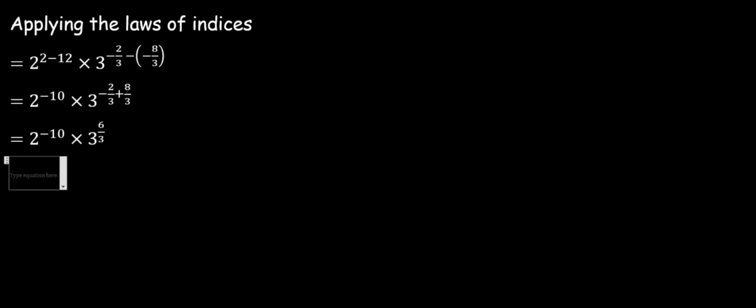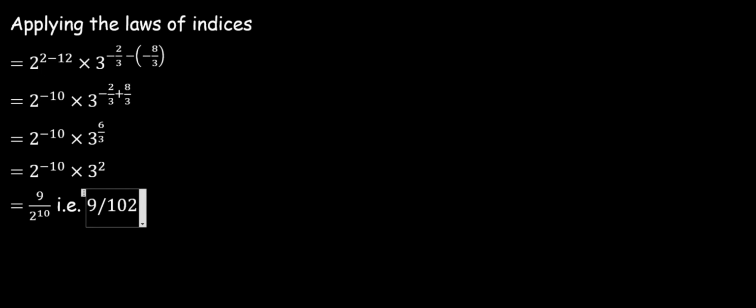And that will be equal to 2 raised to power minus 10 times, if we have 6 over 3, they can cancel out, and that will give you 3 raised to power 2. And that will now give us 9. Remember, minus power, we take it to the denominator. So 3 squared will now be 9. And once 2 raised to power minus 10 comes to the denominator, it becomes power 10. So it becomes 2 raised to power 10, and that will also give us 1024. Our final answer will be 9 over 1024.